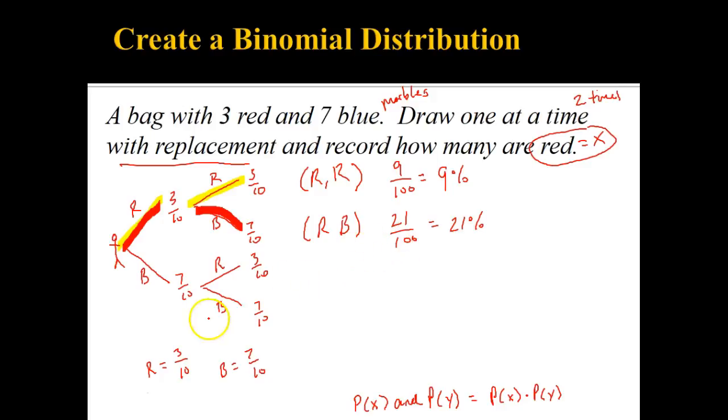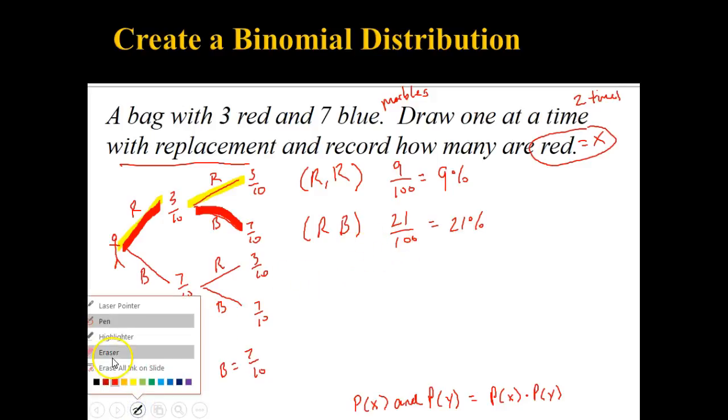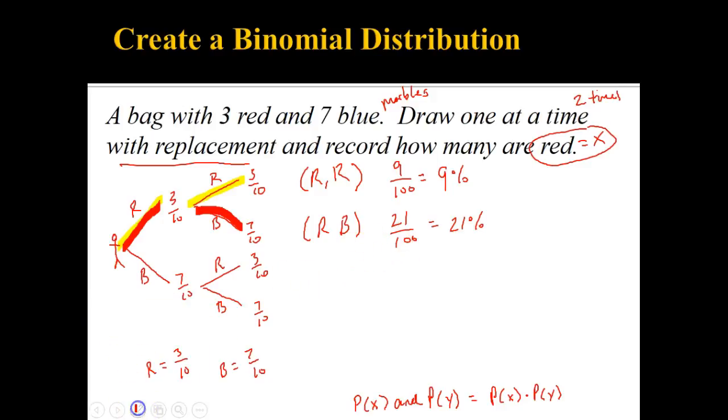Okay. Next path we could have gone on. Let's pick a different color. We'll do orange. We could have gone on the blue path, right? We've gone on the red path twice, first time, and then the red path. So we could have gone that path there. If we had, we would have ended up with a blue and then a red.